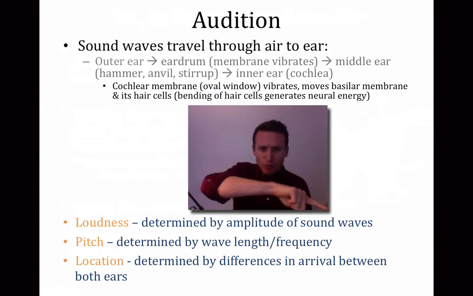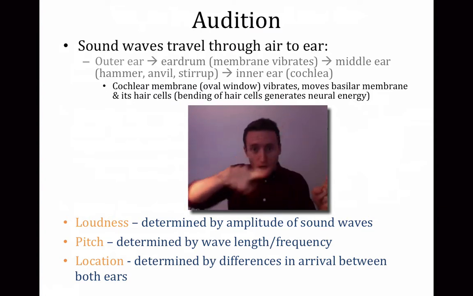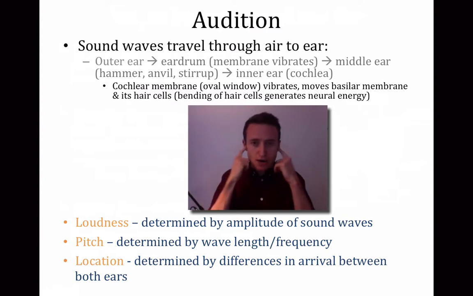In other words, if you have a really slow wave like that with long wavelength, that's going to be a low-pitch sound. On the other hand, high frequency, in other words, waves that occur faster, is perceived by the brain as a higher pitch. Finally, last but not least, how do we determine where a sound is coming from? How do we perceive sound location? This is where it's beneficial to have two ears.